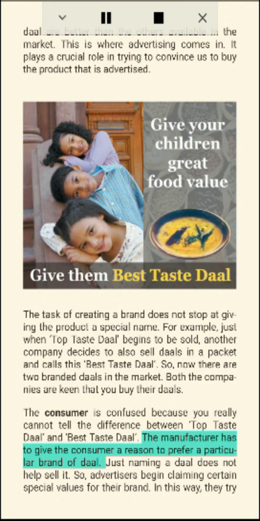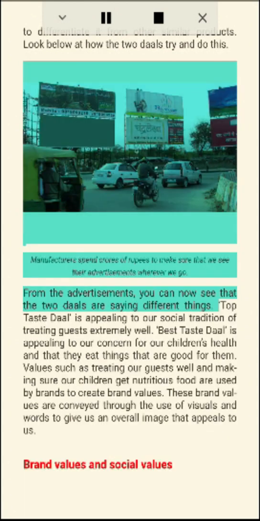The manufacturer has to give the consumer a reason to prefer a particular brand of doll. Just naming a doll does not help sell it. So, advertisers begin claiming certain special values for their brand. In this way, they try to differentiate it from other similar products. Look below at how the 2 dolls try and do this. Manufacturers spend crores of rupees to make sure that we see their advertisements wherever we go.